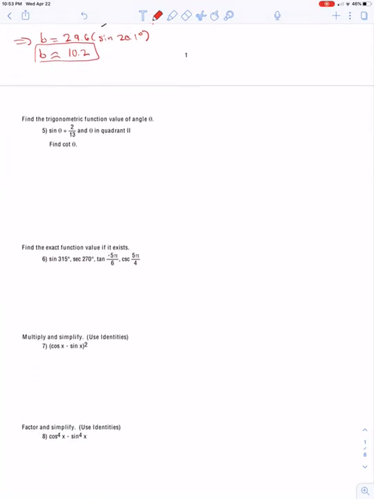Moving on, let's go to problem number 5. In problem number 5, it says find the trigonometric function value of angle theta. Sine of theta is 2/13 and theta is a quad 2 angle. Find the cotangent of theta.